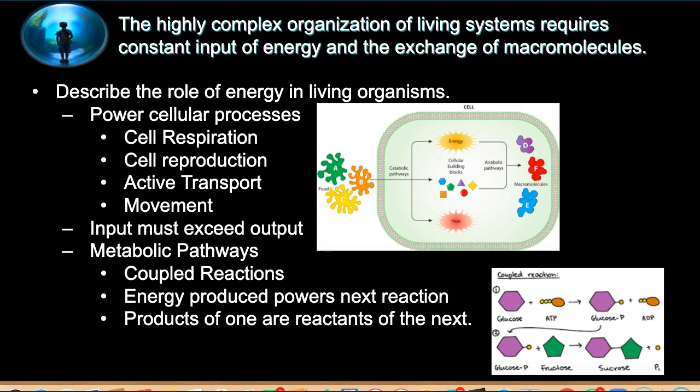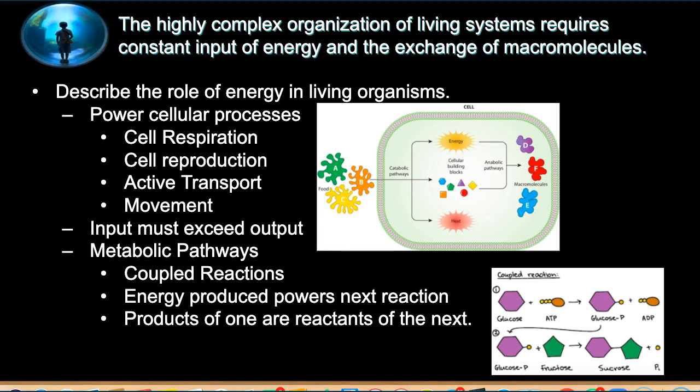So some of the things that we use energy for: cell respiration itself requires energy. So it requires energy to break down food in order to release more energy. Cell reproduction requires energy. Active transport, that sodium-potassium pump. Movement of molecules within the cell or outside of the cell, endocytosis, exocytosis, those require energy. So try to give some specific examples of what the organism would use the energy for. We know that the input of energy must exceed the output of the energy, or there'll be a breakdown, right? If you don't have enough energy for your processes, then there's going to be some catabolism of cells.